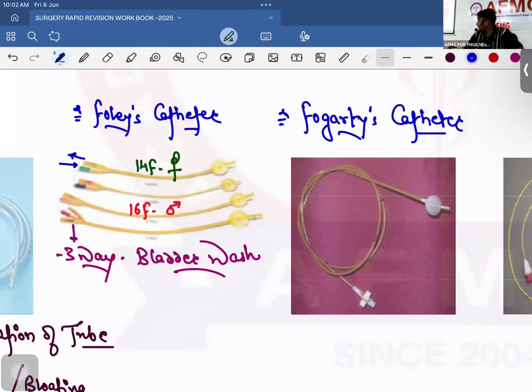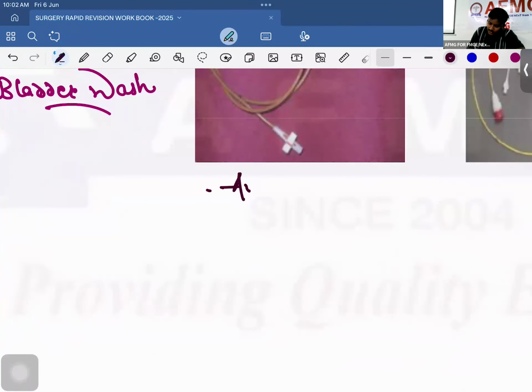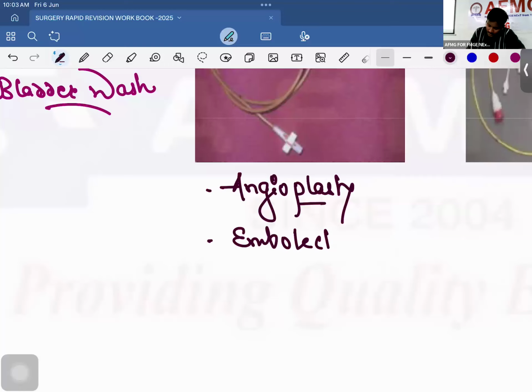So Fogarty's vascular catheter is generally used for which procedures? It is generally used for procedures like angioplasty, like in patients of atherosclerosis, beta. Angioplasty is where either we can break that atherosclerotic plaque with the help of inflation and deflation of the balloon, or I can place a stent at the site of blockage. Second, I can also use it in cases of sudden arterial occlusion for the purpose of embolectomy.